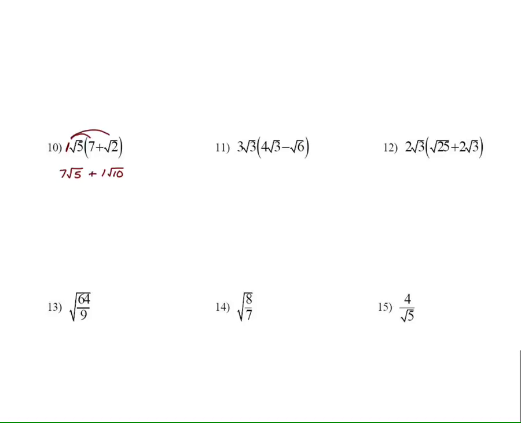And then here I want to check if I can add those together. In order for me to be able to add those together, those have to be the same radical. So I have one that's root 5 and one that's root 10, so they're not the same, and neither of them simplify, so that would be my final answer.